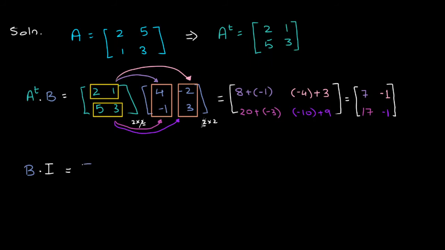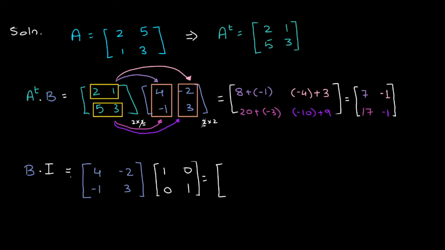So matrix B we know is 4, minus 1, minus 2, and 3. Right? This is our matrix B. And matrix I we know is 1, 0, 0, 1, the identity matrix. Once again, it's a 2 by 2 matrix. The resultant will also be a 2 by 2 matrix. And here we will see what our resultant will be then. So again, it's 2 matrices being multiplied, so it's going to be rows into columns.